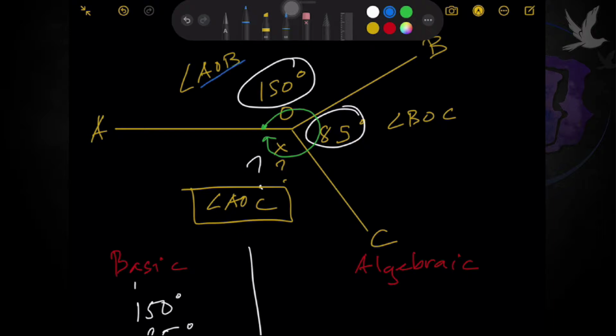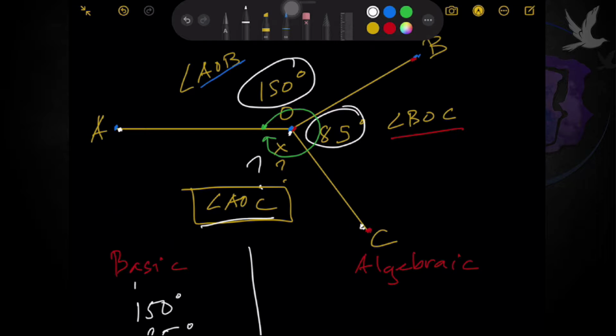Bakit siya AOB? Because this angle here forms the point A, O, and B. Bakit to siya angle BOC? Because it takes the points B, O, and C to form that angle rather. And in this case, bakit siya angle AOC? Because we're taking the points of A, O, and C. Okay? So that's why ganun yung pag-solve natin dito.